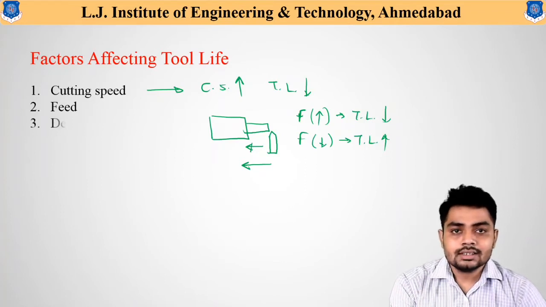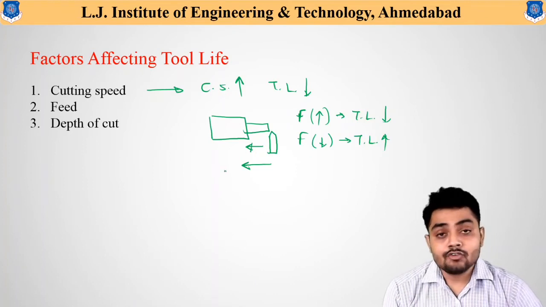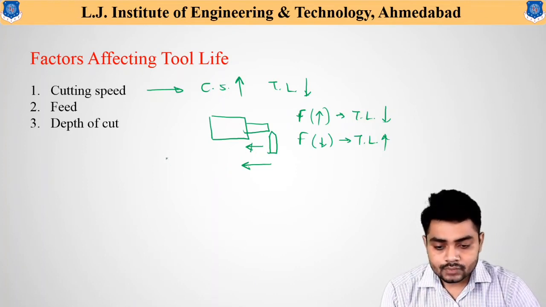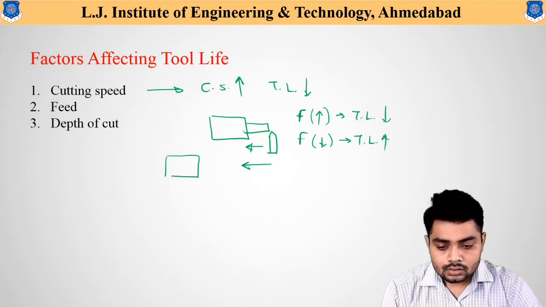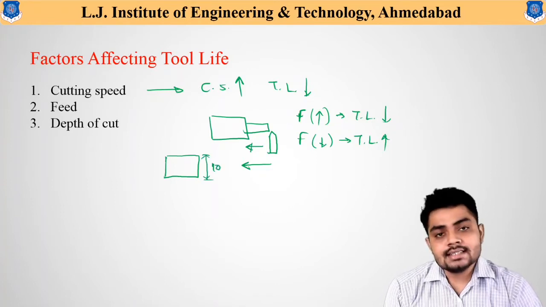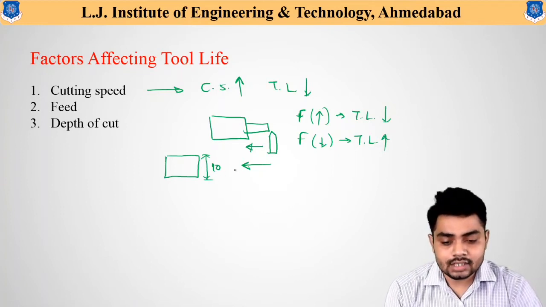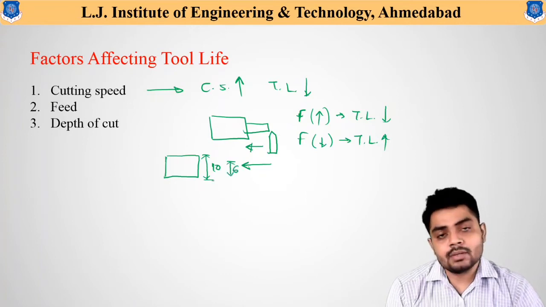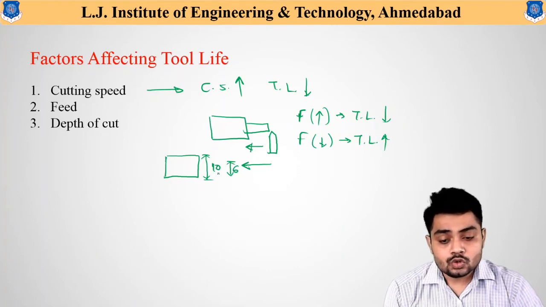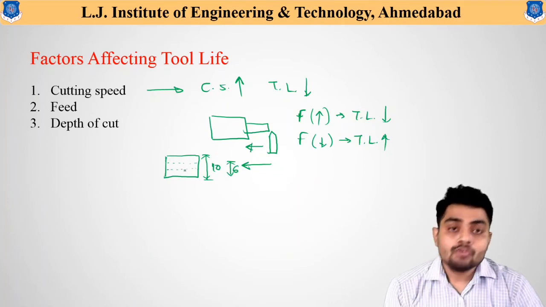Now the third one, that is the depth of cut. And to understand this, again let us see what is the depth of cut. Suppose again, look in this figure, if the size of this workpiece is 10 mm, and if we want to remove the material from this particular cylindrical workpiece and make it 6 mm, then how is it possible? So to make this component of 6 mm, what does one need to do?